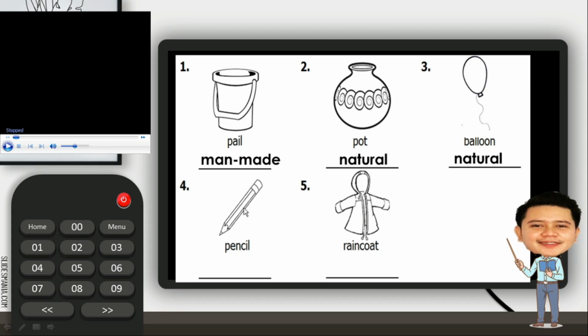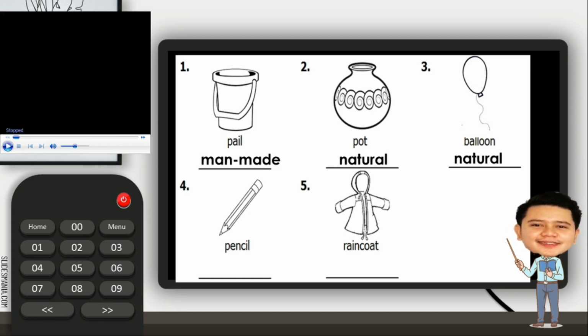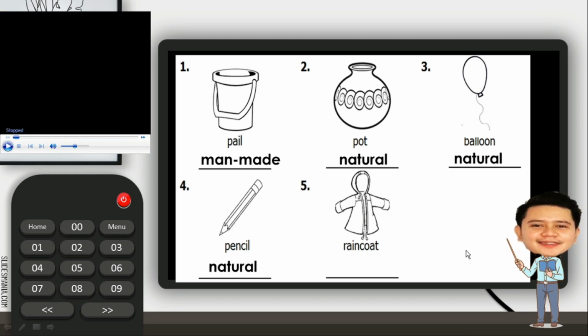Okay. Next, pencil. Is it man-made or natural? 5 seconds. A pencil is natural because it is made of wood. Okay. How about the raincoat? Is it man-made or natural? 5 seconds. Alright, the correct answer is man-made. So a raincoat is man-made.